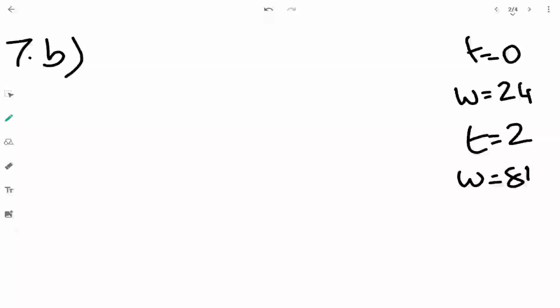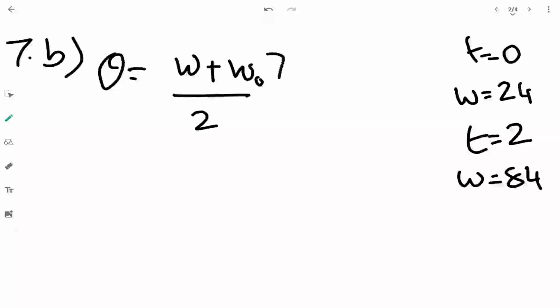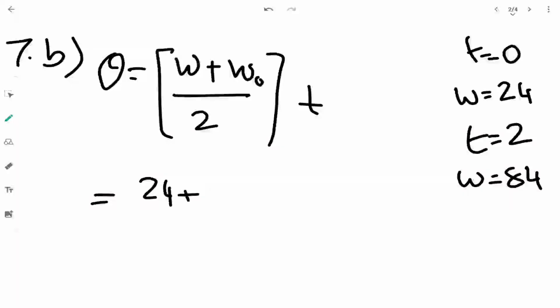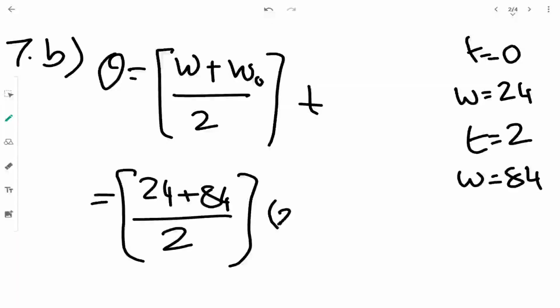So the formula is theta is equal to the initial angular velocity plus the final angular velocity, all over 2, multiplied by time, which is 24 plus 84 over 2 times the time, which is 2 seconds, and you'll get 108 radians.